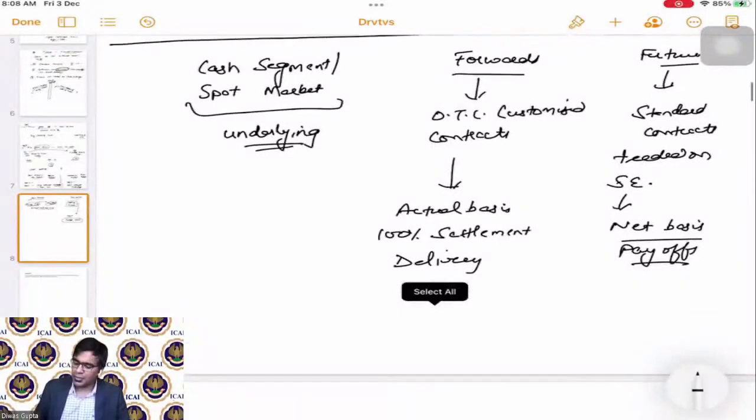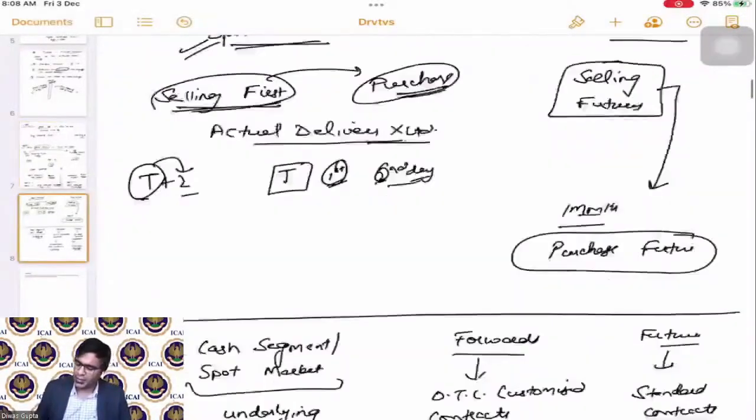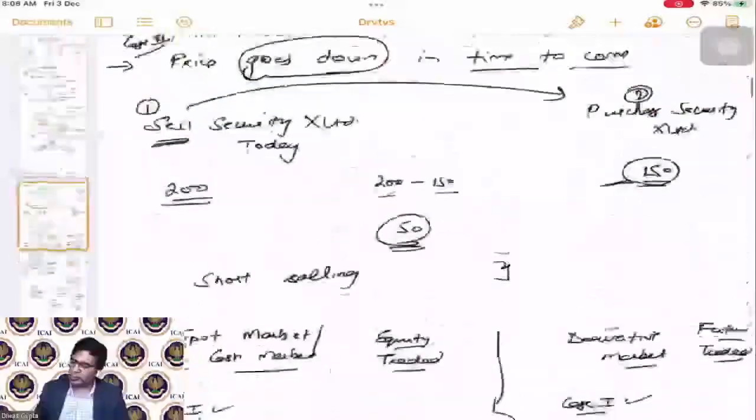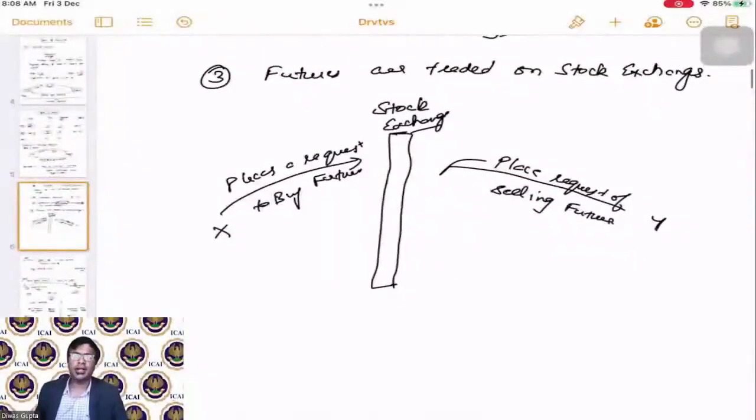Okay, now let's come back to the business. I was on this chart, then we went to study short selling. Now what I'm saying is, let us come back to futures now. How does futures behave? For futures also, there is a buyer, there is a seller. Buyer of future means they are placing a request to buy the future. And seller of future means they are placing a request to sell the future.